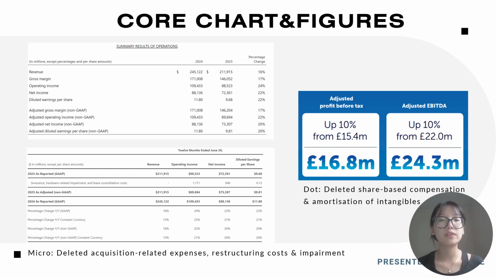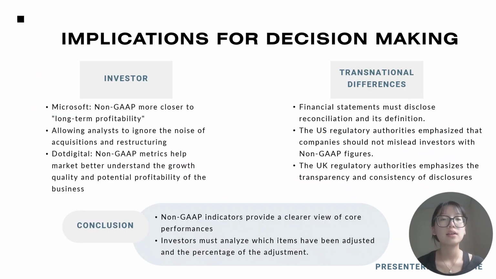Microsoft's aim is to focus investors on the core business performance, and Dot Digital's aim is to highlight the profitability under its subscription model. Then we move to the next page. This page shows the implications for decision making.